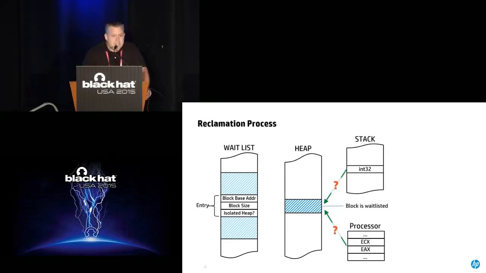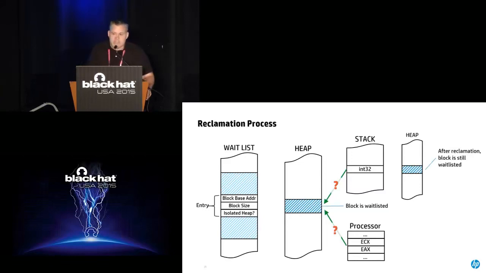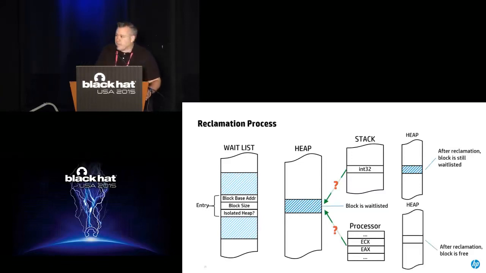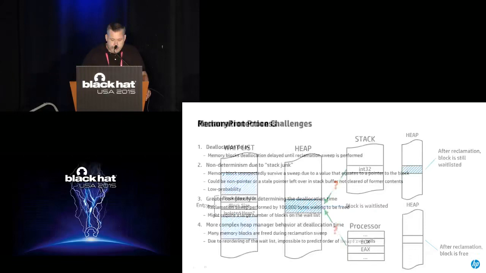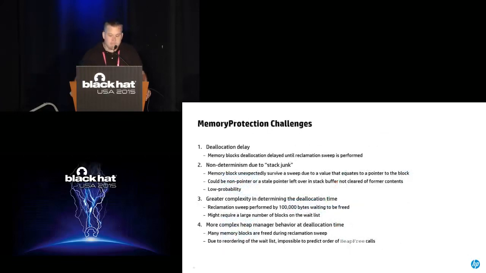If there is a reference, the block will be waitlisted and continue to be waitlisted after protected free is complete. But if there are no references, it will free the block at the heap manager level. So for use after free vulnerabilities, where there is a reference on the stack or in the processor registers, memory protection is highly effective against those use after frees. But there are cases where references do not exist to the objects.